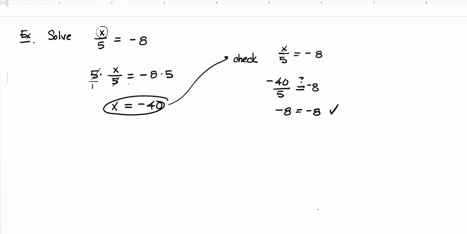Okay, so these are one-step equations. If you notice, it only took one thing. We either added, subtracted, multiplied, or divided, and in one step, we were able to isolate our variable and get our answer. Okay, in the next video, we're going to go through problems that might require a few more steps. And basically, it's the same. You're still using the same properties, but you're just going to have a couple more steps.